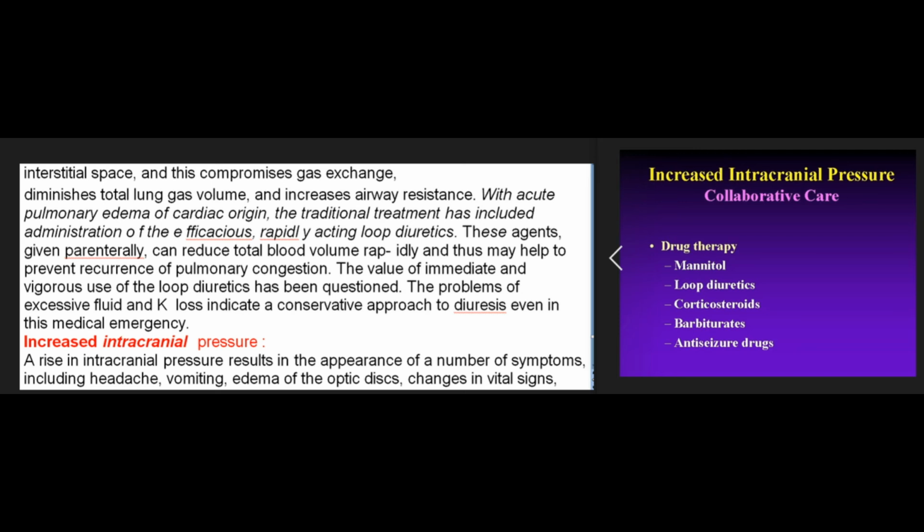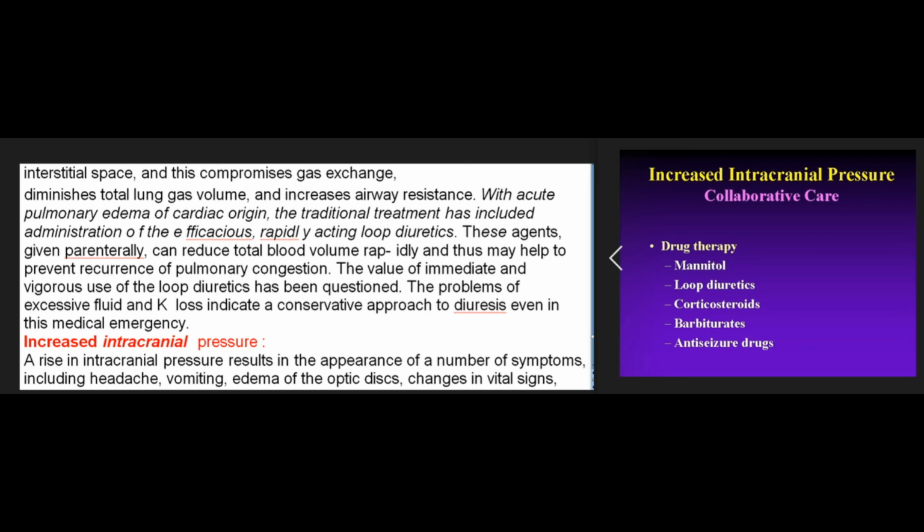With acute pulmonary edema of cardiac origin, the traditional treatment has included administration of the efficacious, rapidly acting loop diuretics. These agents, given parenterally, can reduce total blood volume rapidly and thus may help to prevent recurrence of pulmonary congestion. The value of immediate and vigorous use of the loop diuretics has been questioned. The problems of excessive fluid and K loss indicate a conservative approach to diuresis even in this medical emergency.